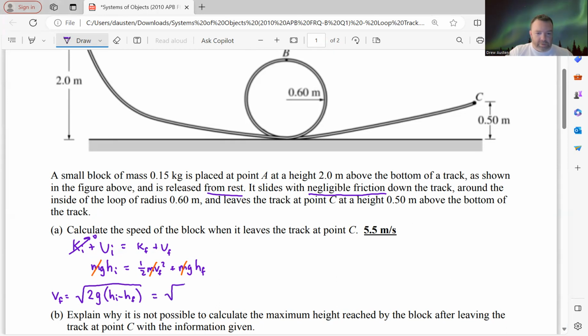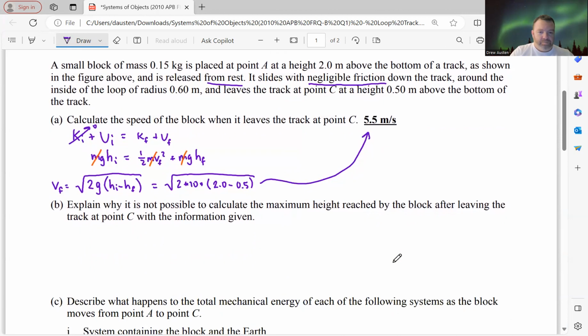Plugging in all these numbers, it's going to be 2 times 10 times h initial is 2.0 meters. H final is 0.50 meters. And plugging all that stuff in will give you the answer of about 5.5 meters per second.